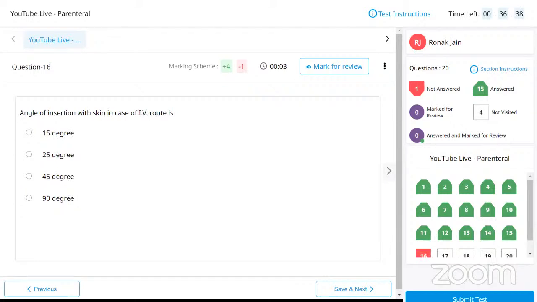Okay. Angle of insertion with skin in case of IV route is what? IV, intravenous. So there is a particular angle from where the physicians or the doctors insert the injection into a body. So the degree is around 25 degrees, the angle. This is specific for IV, IM, and those kind of injections, subcutaneous or intradermal, those kind of injections, and different angles through which it is inserted.